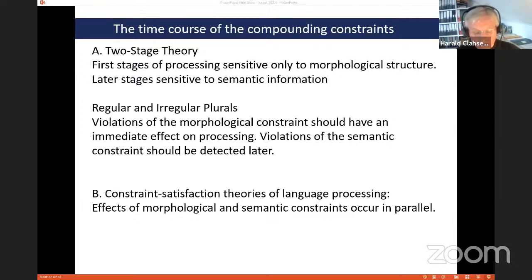That would make this prediction. The morphological constraint affects early stages, the semantic constraint later stages. So we get this kind of effect. An alternative possibility propagated by many sentence processing accounts, constraint satisfaction theories of language processing, would say everything is processed in parallel. So there shouldn't be any difference between early and late measures. We would expect to find these constraints to affect early and late stages. All relevant information sources are extracted and used the moment they are received in the input.